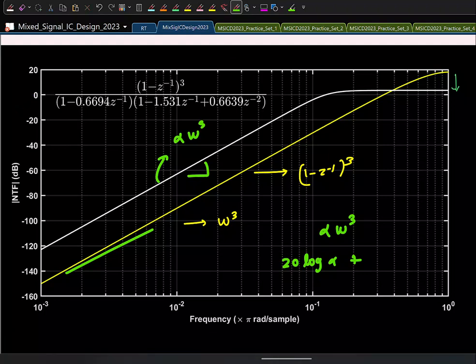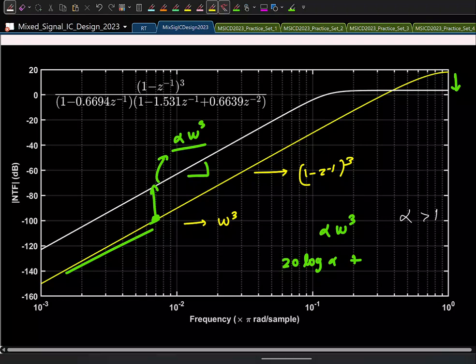Here the OBG has reduced, but my in-band performance has become alpha times omega cube. Is alpha greater than 1 or less than 1? Earlier I had this, but now at the same frequency I have something higher, so it has to be greater than 1. Has this become a better high pass filter or a worse one? It has actually worsened slightly.